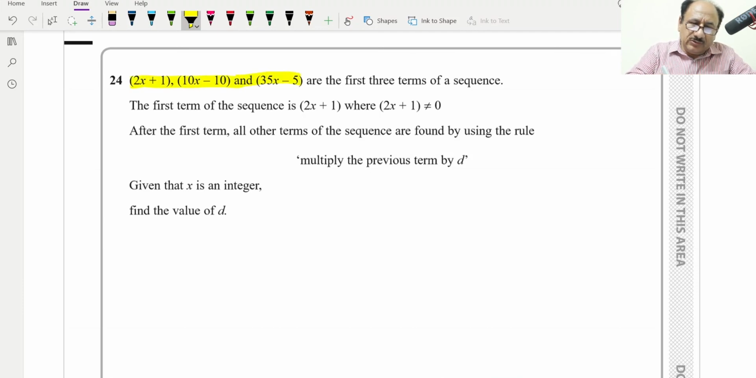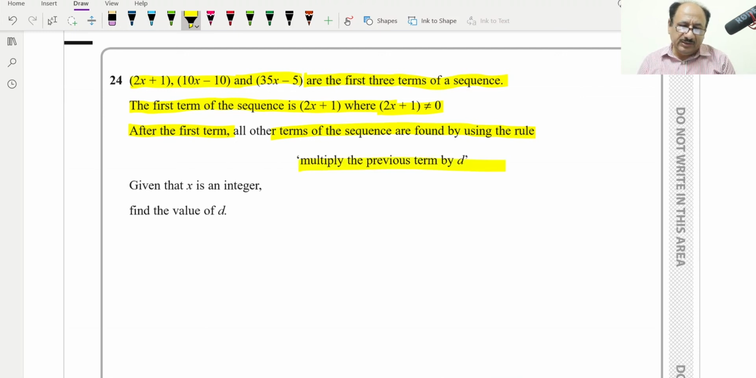Question number 24. Three expressions are given, which are the first three terms of a sequence. The first term of the sequence is 2x plus 1, where 2x plus 1 is not equal to 0. After the first term, all other terms of the sequence are found by using the rule: multiply the previous term by d. Given that x is an integer, find the value of d.